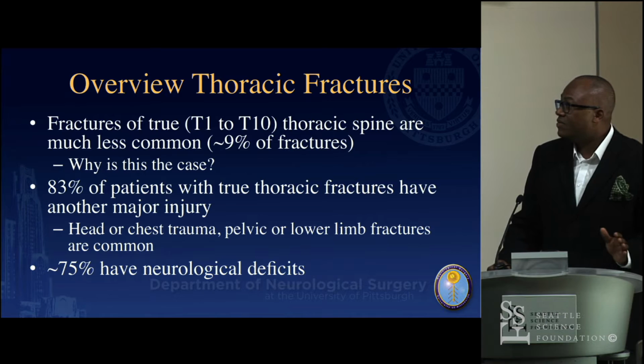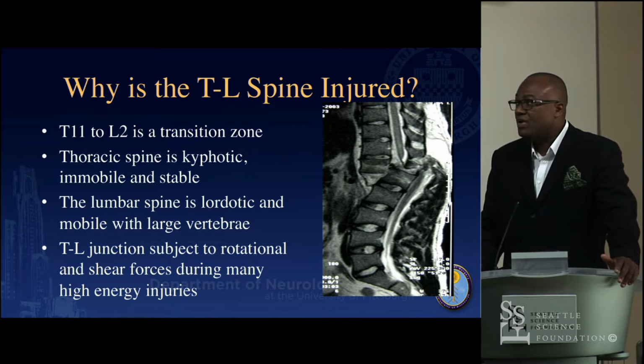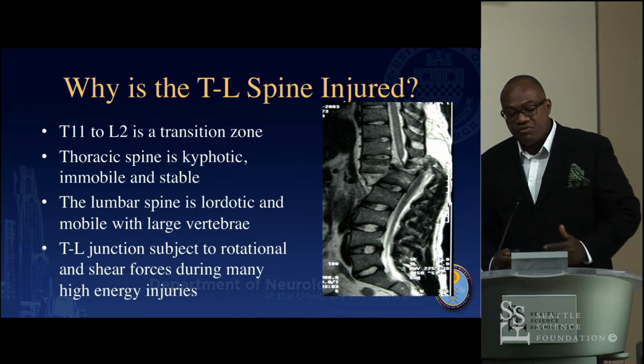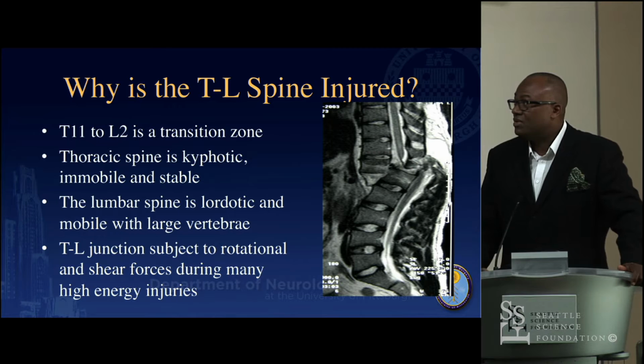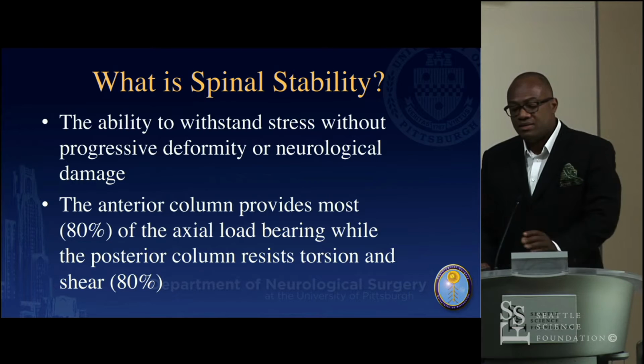increased chances of being fractured is not the T1 to T10 area, because it's buffered by other elements, the ribs, etc., and also the sternum. But it's actually the transition zone, T11 to L2, maybe even T10, where the floating ribs are. And basically, you're moving from a stable kyphotic, as you remember, stable kyphotic thoracic spine to a more mobile lordotic spine. And there's all these transitional forces, rotational and shear forces that can be impacted during high energy trauma.